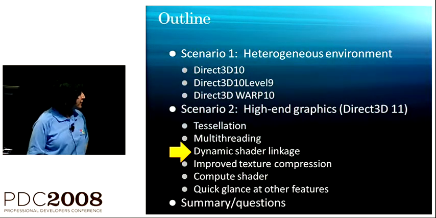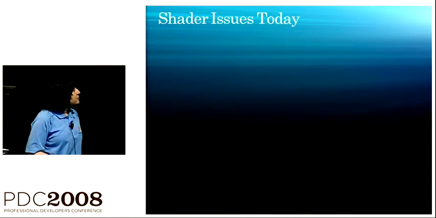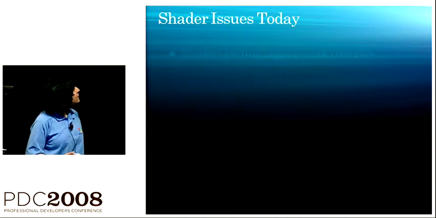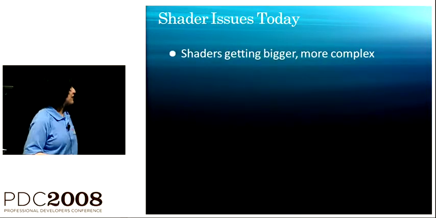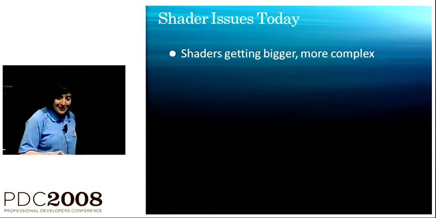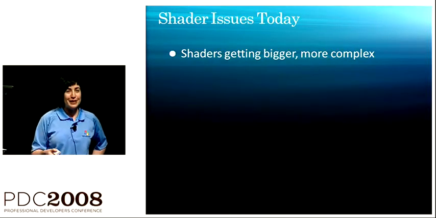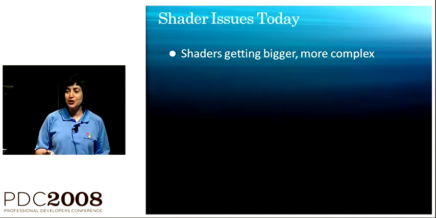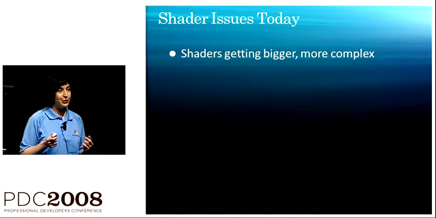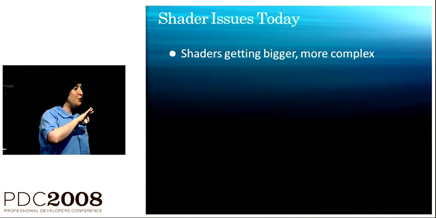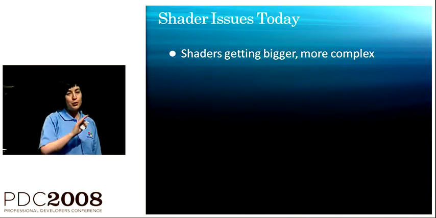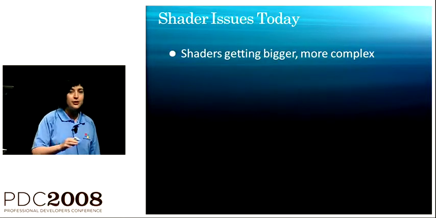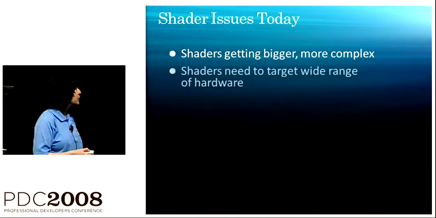So dynamic shader linkage. Shader issues today. Sounds like a magazine or something. Thanks for your pity laugh down in front. I appreciate that. So shaders basically are getting bigger and more complex, right? Again, our expectations for how graphics look are just going up and up. They don't decrease, they only increase. So now we have more complicated subsurface effects, more complicated material properties, more complicated lights, more material. I mean, all this stuff. It's just getting bigger and bigger.